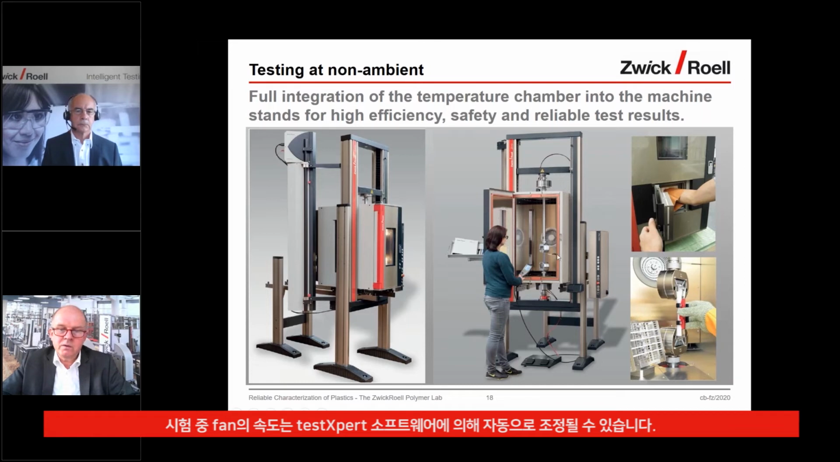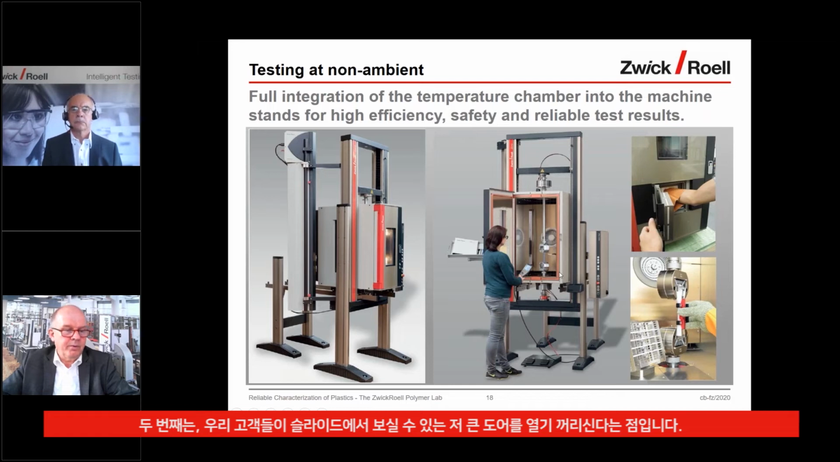We can also automatically control by the TestExpert software the speed of the fan during the test. One advantage of this is to reduce vibrations which may come from air circulations, and so avoiding this means to have a calmer environment, which is important, especially during the measurement phase, the modulus.